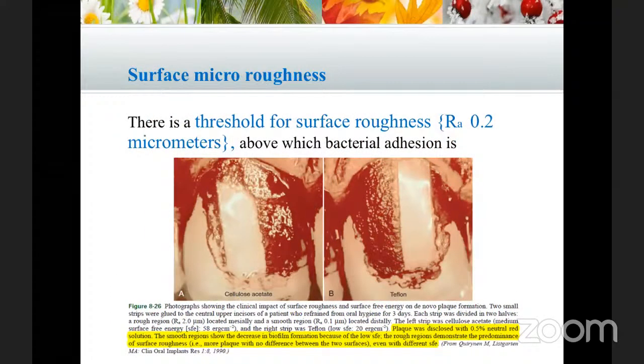So the importance of a clean, polished surface is very, very important. On surface micro roughness, Quirynen and Listgarten showed how more plaque growth is present on rough surfaces. The threshold is 0.2 micrometers, above which bacterial adhesion is more common. This is the study by Quirynen and Listgarten, where Teflon strips and cellulose acetate strips were used to observe plaque maturation.